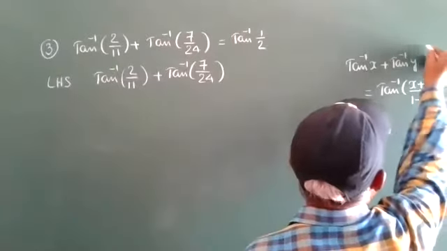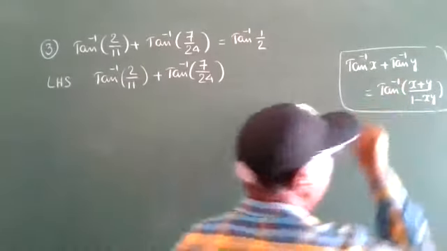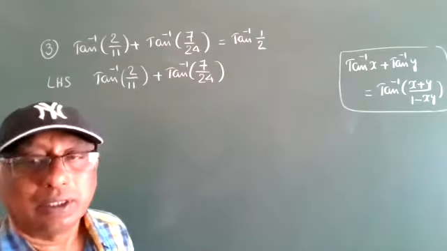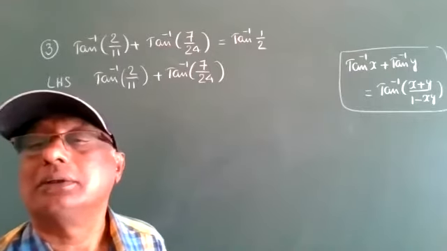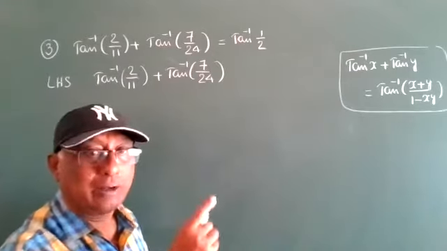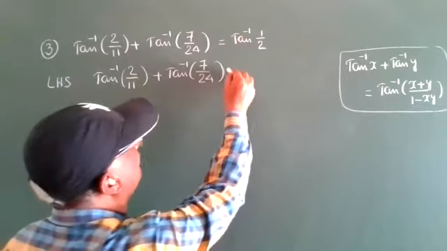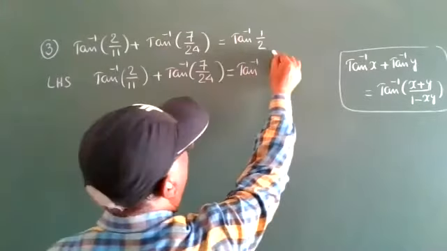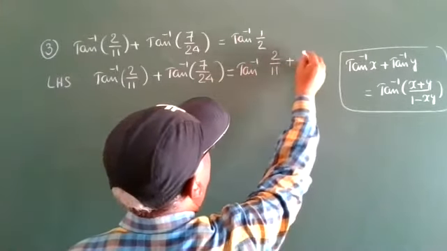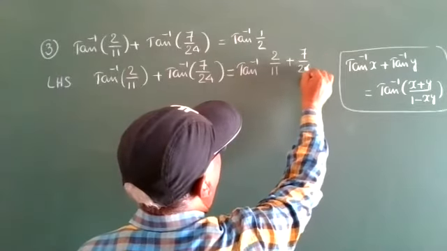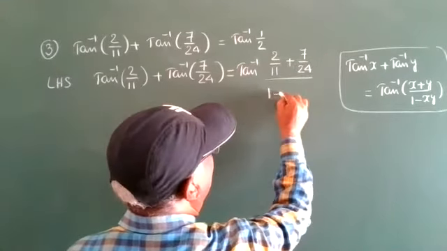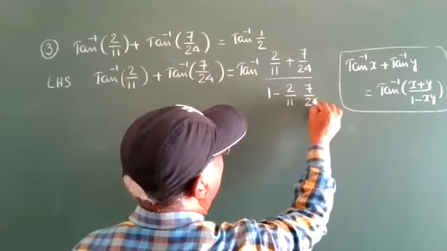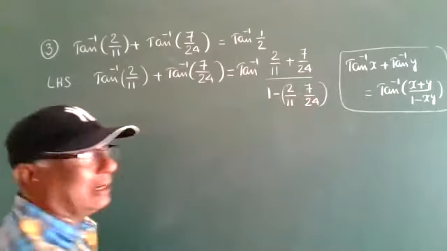This formula should be written down here. First, everyone write down this formula on the left-hand side. Write down fast. First, you have to write down tan inverse of, x is 2 by 11 plus y is 7 by 24, by 1 minus x is 2 by 11, y is 7 by 24. Now everyone simplify.